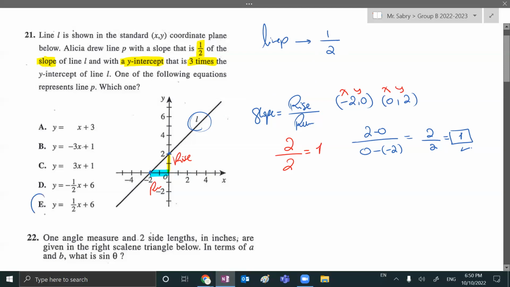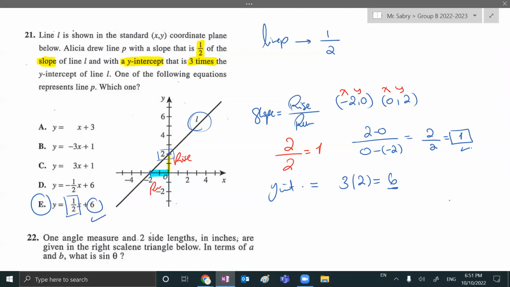When you look at the choices, there's only one choice that has the slope of half. So there's no need to work on the y-intercept. But if you've noticed anyway, the y-intercept here is 2. So they said that they did 3 times the y-intercept. So 3 times the 2 would get me 6. So it's the same y-intercept as I got here. Does this make sense, everyone? Yes.